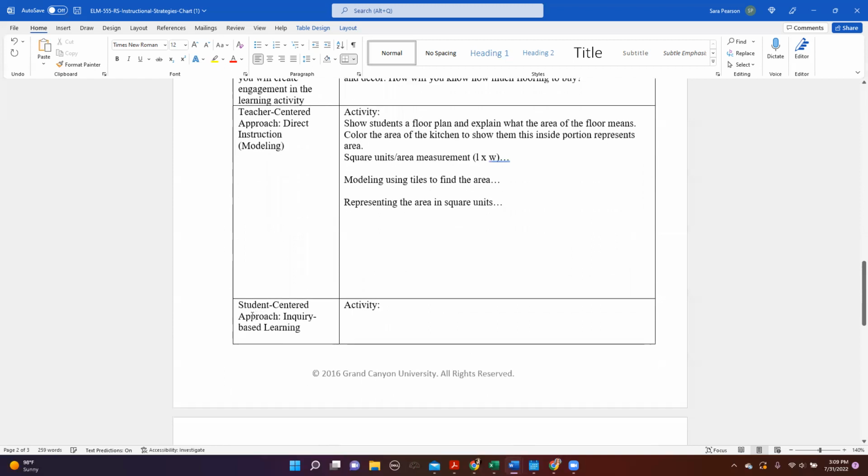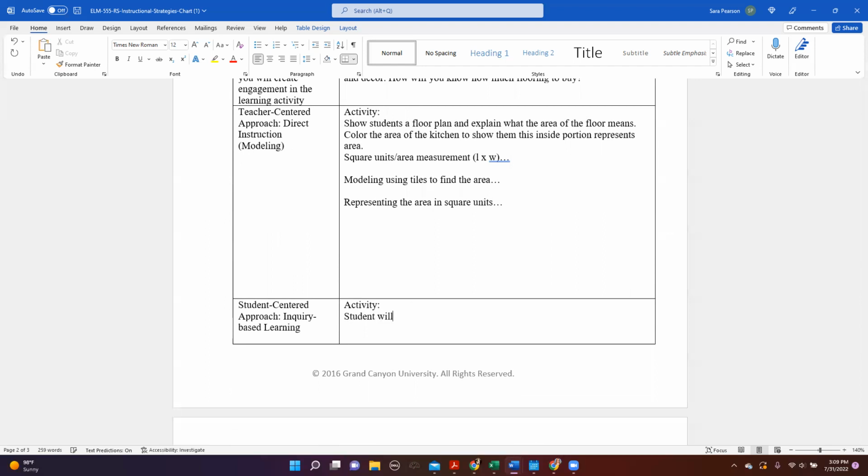And then here's my student-centered approach, an inquiry-based learning activity. Now, an inquiry-based learning activity is going to be something where students are exploring how to find the area themselves, something where I say, hey, here's your treehouse, or here's your space. You need to find the area for me, and I'm not going to model it for you, and I'm not going to show it to you.